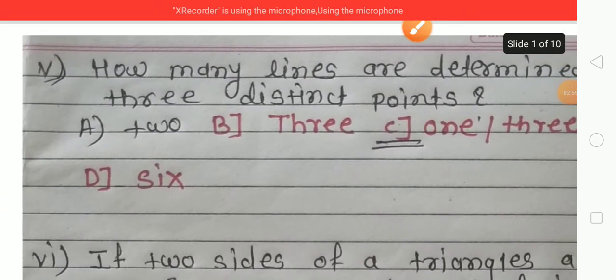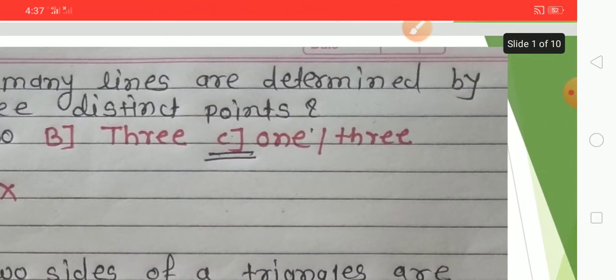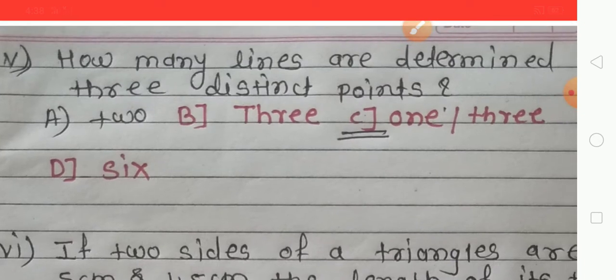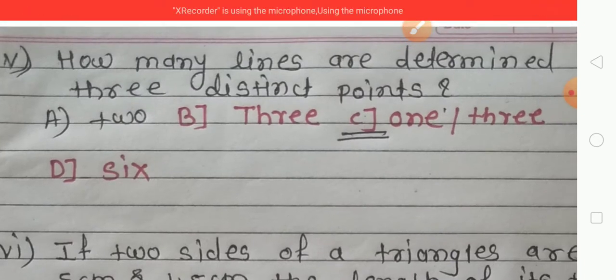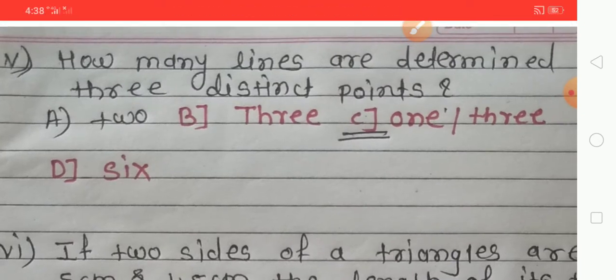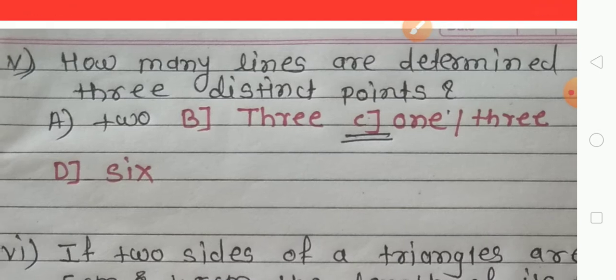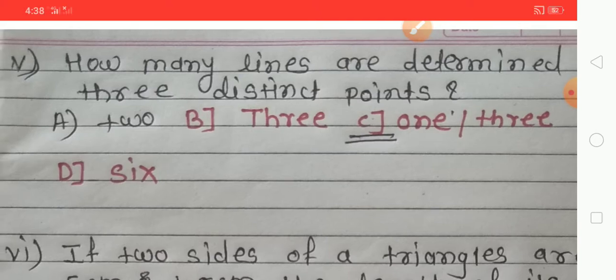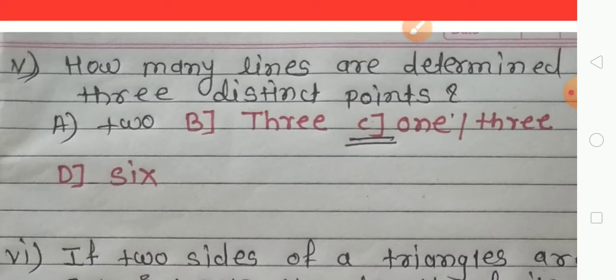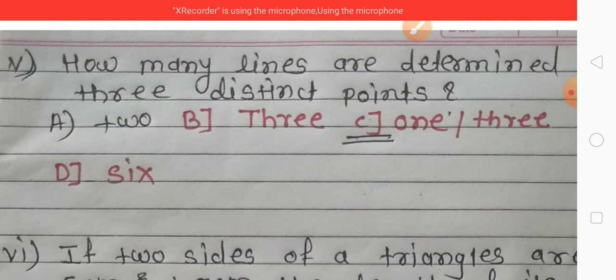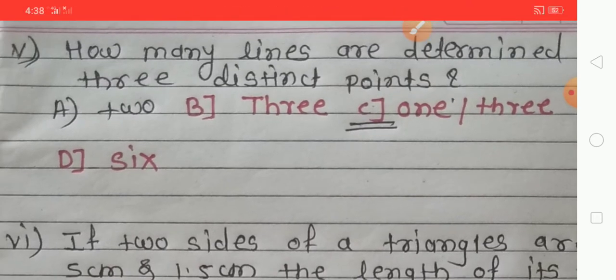The next question: how many lines are determined by three distinct points? When the points are collinear, only one line passes through them. When the points are in a non-collinear position, three lines pass through them. So option C is the answer.